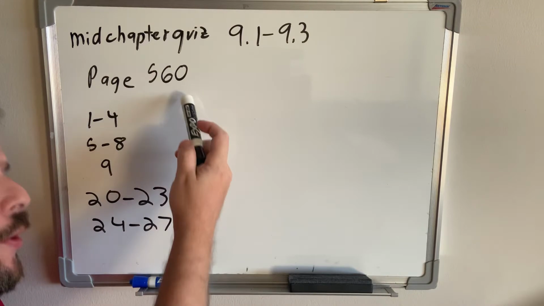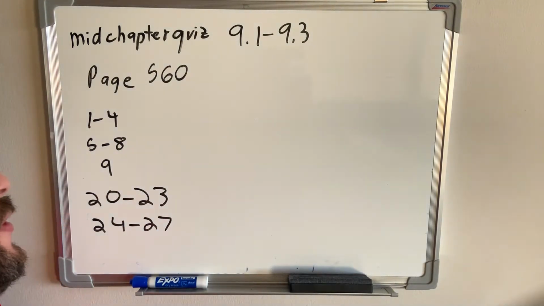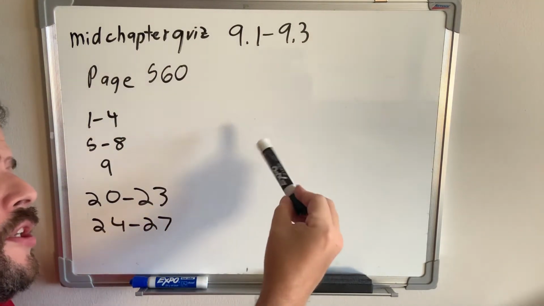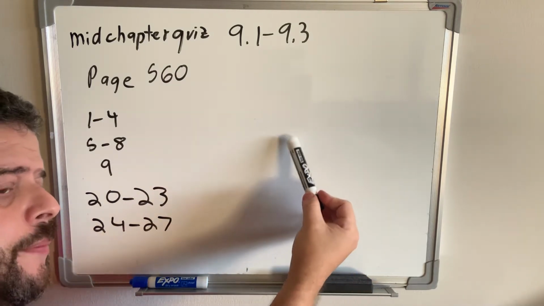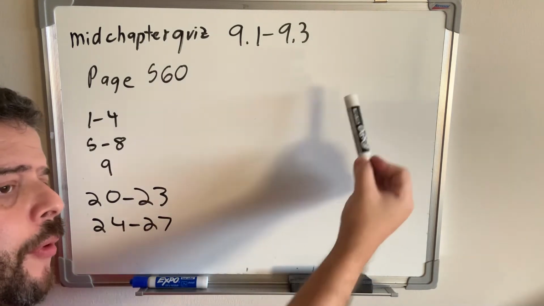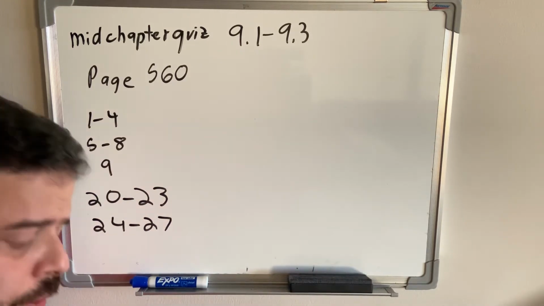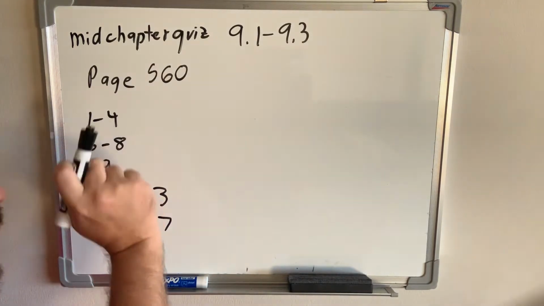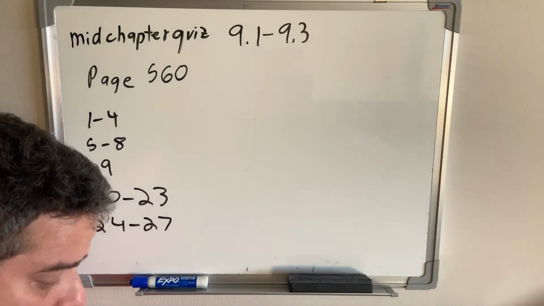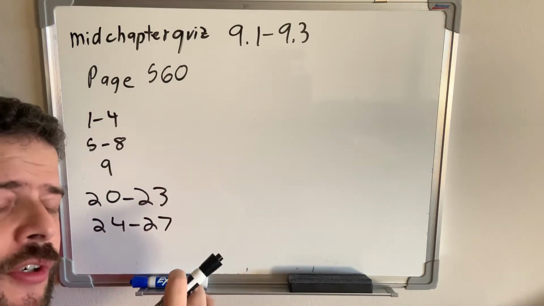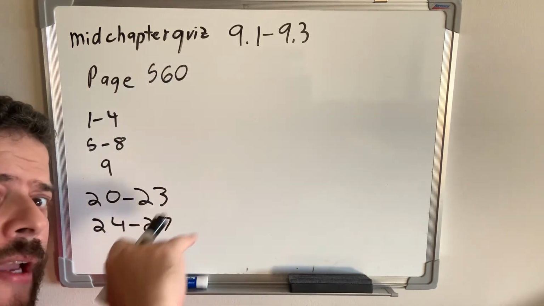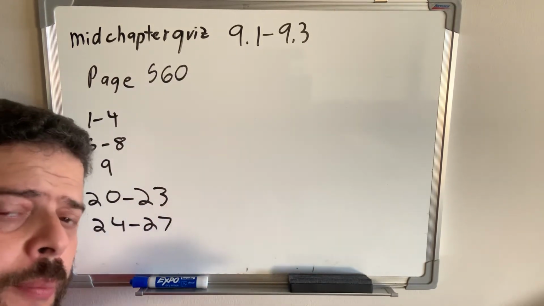It's on page 560. Exercises 1 through 4 are just graphing on the polar grid the coordinates you were given. Make sure you draw the angle and the point until you get to it. Exercises 5 through 8, you're either giving a distance, so you'll end up with a circle, or an angle, you'll end up with a line. Make sure you draw them appropriately.